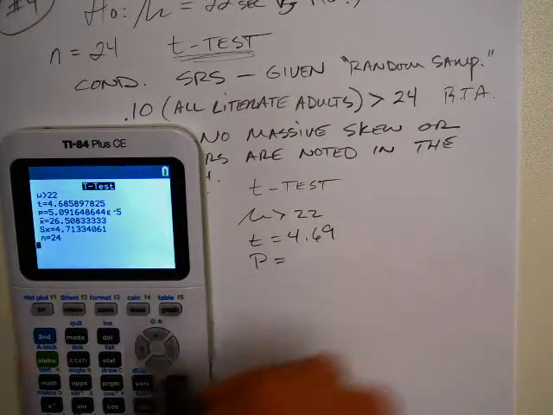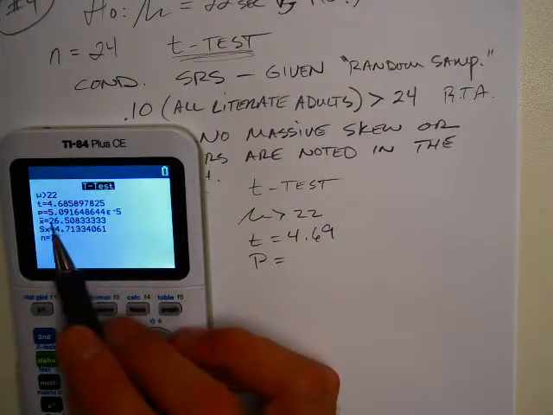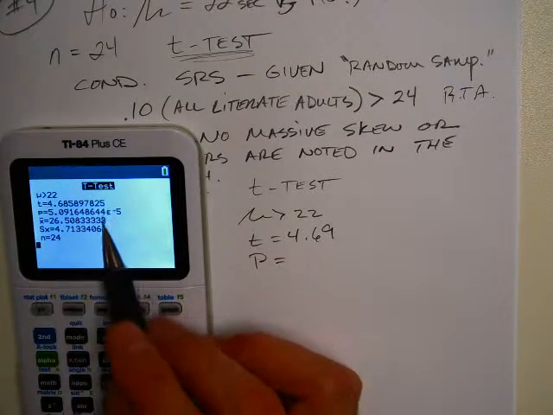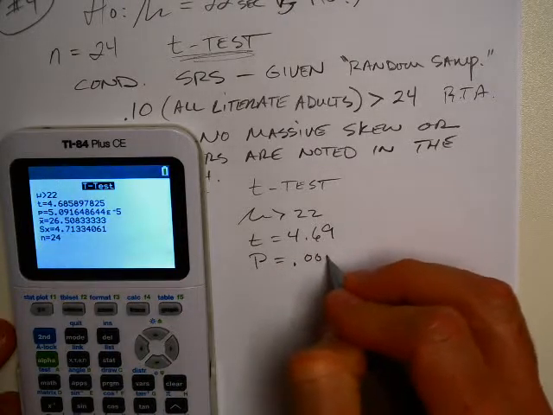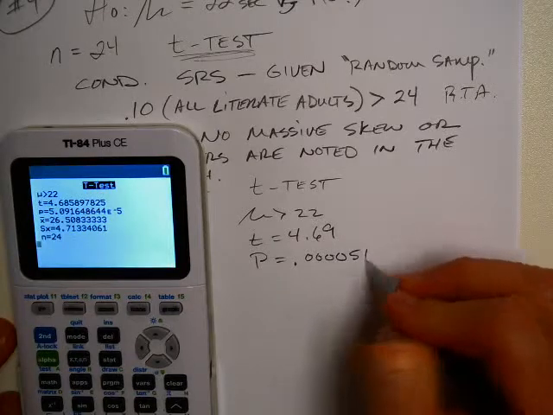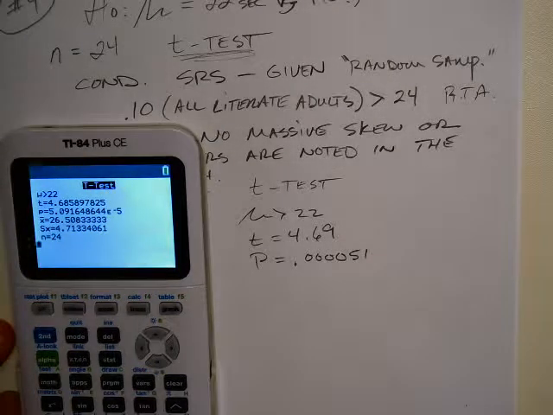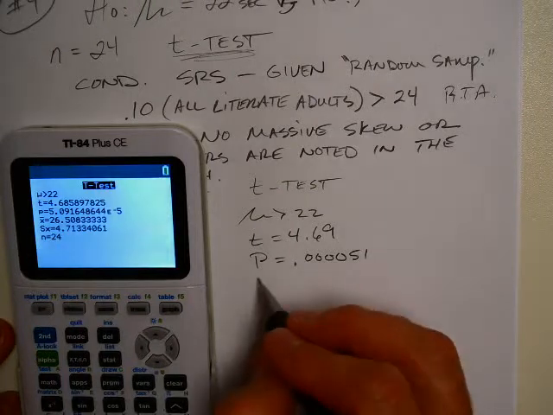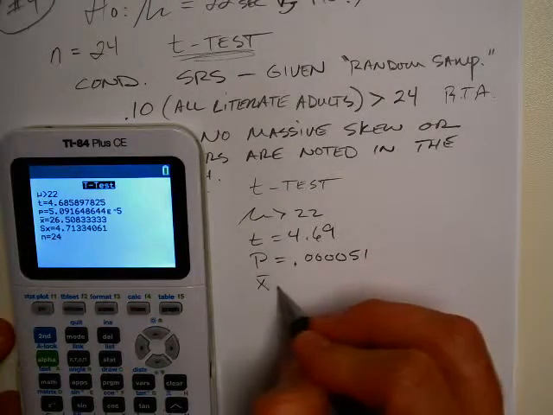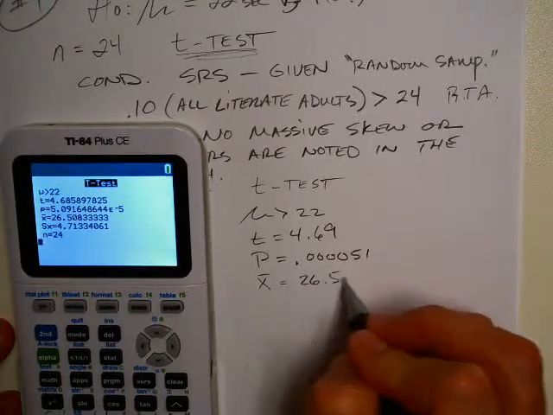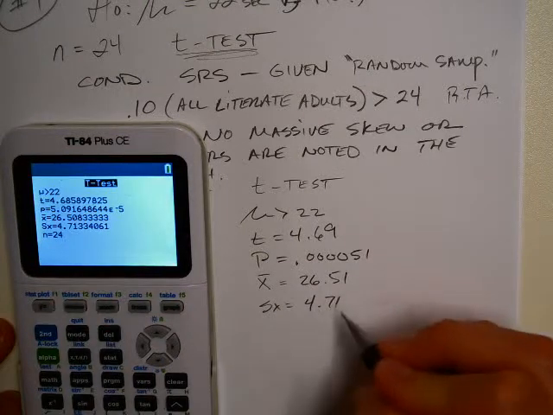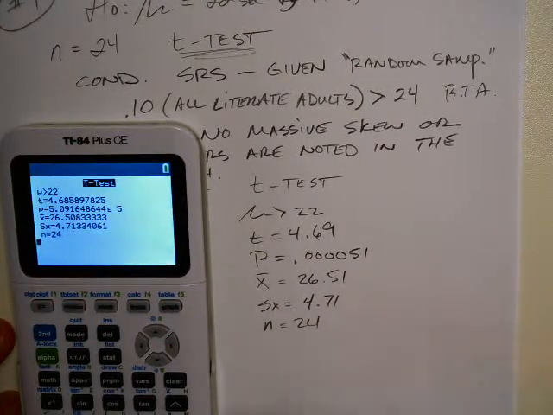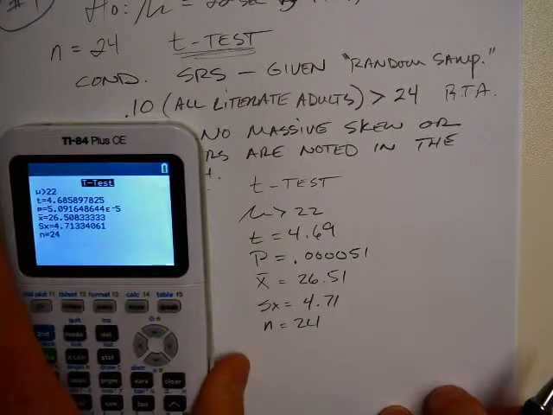Now be careful with this p-value. Look at this. This is 5.09, but it's not, because it's in scientific notation. So if I were going to write this out, I'd go 0.000051 maybe. So it's really small, which means it's definitely significant. Since I didn't get x bar anywhere else, I'm going to write that in: 26.51, sx 4.71, and n equals 24. I kind of already had that, but I'll put it in there again just for the fun of it. It's because I like to waste pencils.